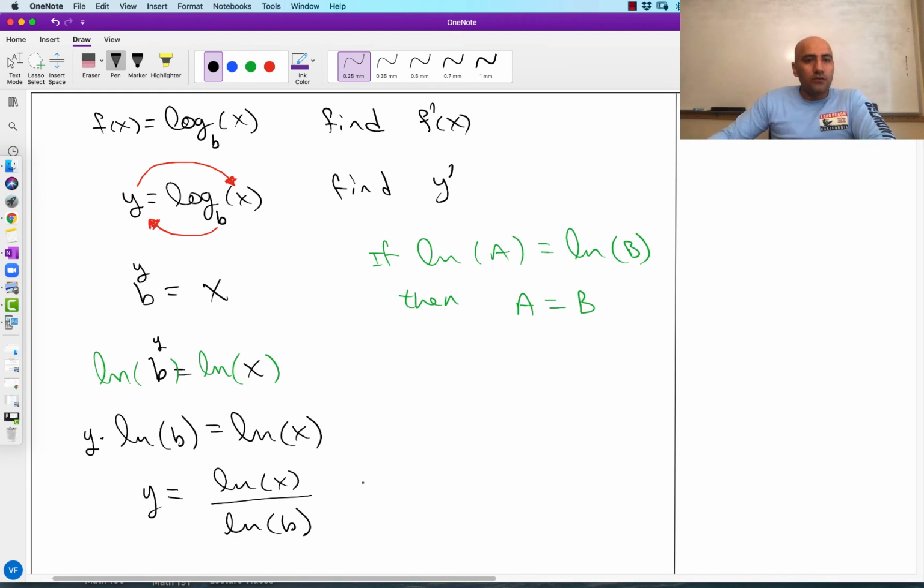Okay, so what we have here, if we focus our attention on this: y equals log base b of x, and y also equals ln x over ln b. So what we want to say is that those things must be equal to each other, since they both equal y. So I'm going to bring them together.